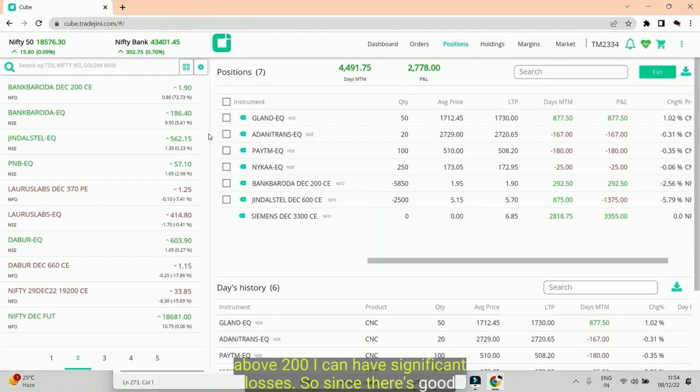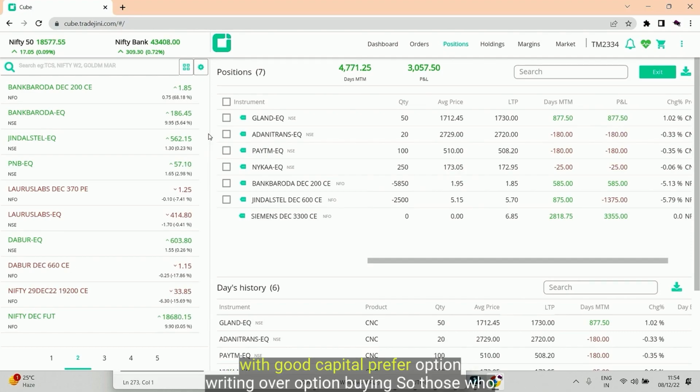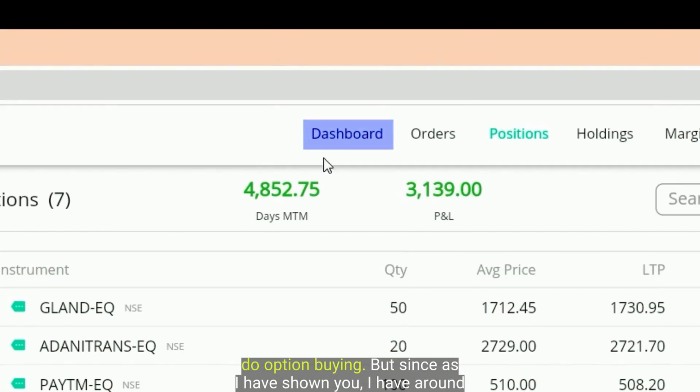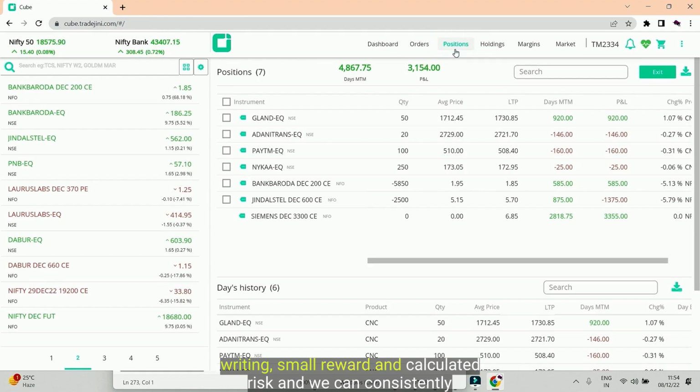Since there's a good winning edge in option writing, that is the reason a lot of traders with good capital prefer option writing over option buying. Those who have only 2 to 5 lakh rupees in their account might get tempted to do option buying, but since, as I've shown you, I have around 25 lakh rupees in this account, it's better for me to do option writing. Small reward and calculated risk, and we can consistently make money.